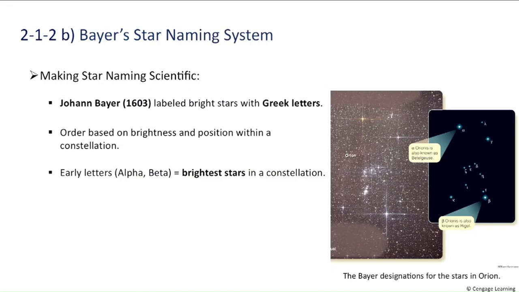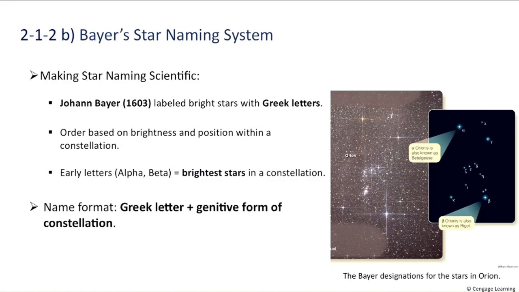So to identify a star by its Greek letter designation, you would give the Greek letter followed by the genitive form of the constellation name. For example, Alpha Canis Majoris is Sirius, the brightest star in Canis Major.